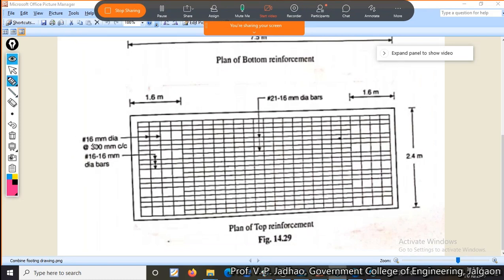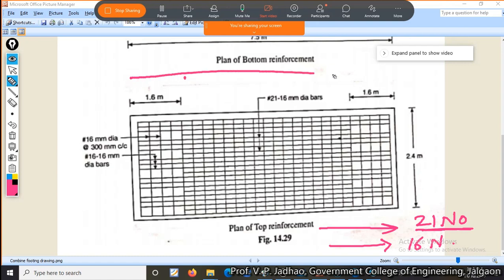Now we know that in the longitudinal direction, meaning in this direction, we have calculated a total of 21 bars, and out of these 21 bars, we curtailed 5 bars, or we provided only 16 bars beyond the point of contraflexure. If this is our bending moment diagram for this particular footing, what we do is curtail these bars.